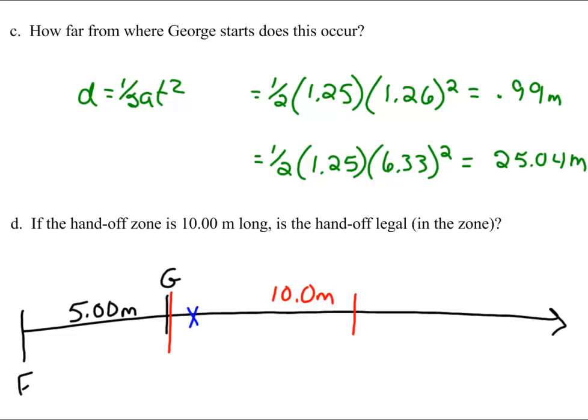So, is the handoff legal? Absolutely. And so that's how we're going to work with problems where we have two objects moving at the same time. Draw the line, identify what values each object has, figure out where they start, and figure out what the distance equation, the displacement equation is for each of them. Assume they meet and set those displacement equations equal to each other.